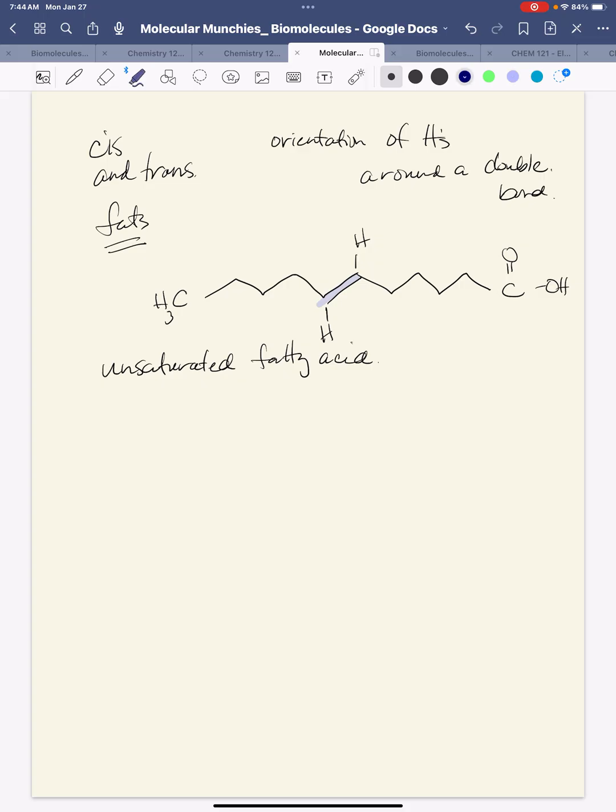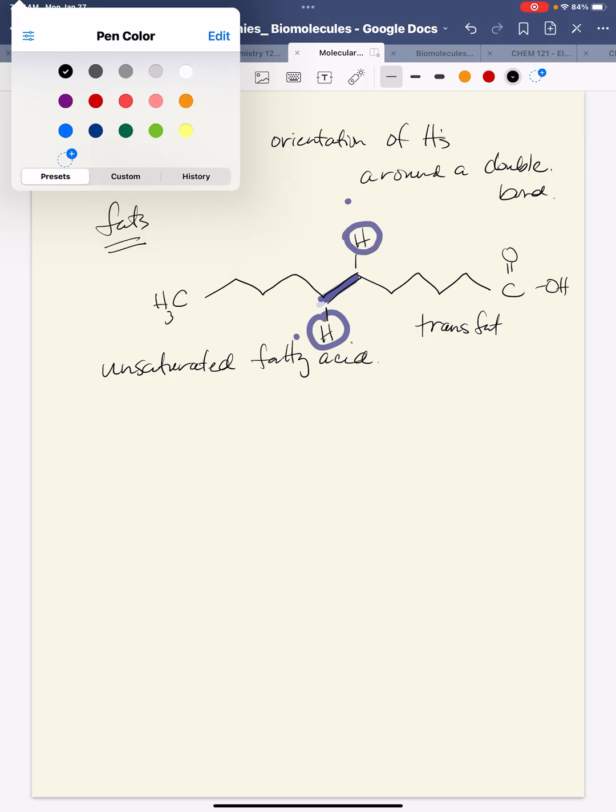So how do I know it's a trans fat? When I look at the hydrogens, they are opposite each other on the double bond. So here's my double bond, and these guys are oriented above and below, if you will. So we're going to call this a trans fat, or the orientation of the bond is a trans double bond.